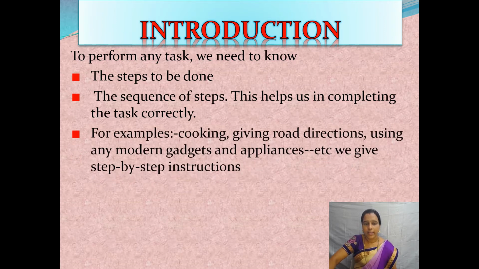For example, cooking. Before cooking, we should know the things we want to prepare and what steps are to be done. Another example is giving road directions. If you want to go anywhere, we should know the road direction. Like that, using any modern gadgets and appliances, we are given step-by-step instructions.